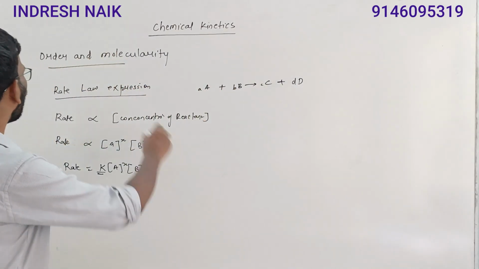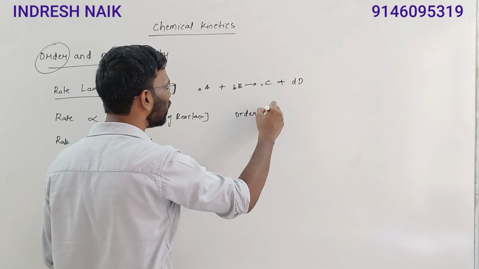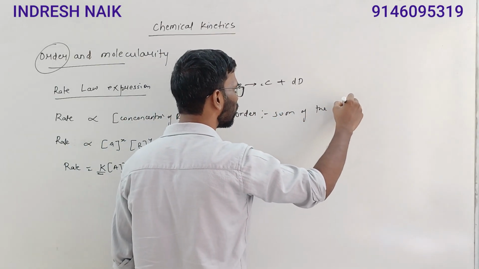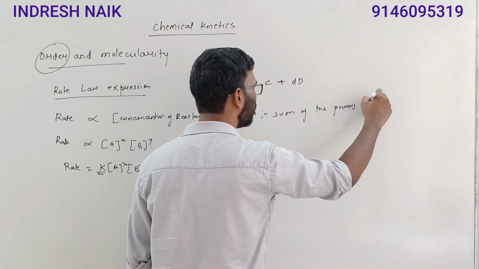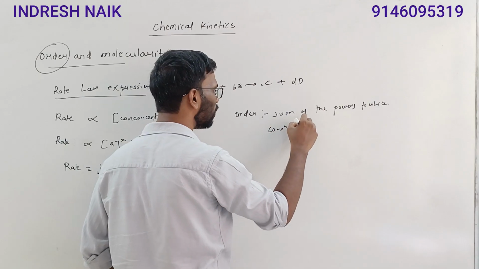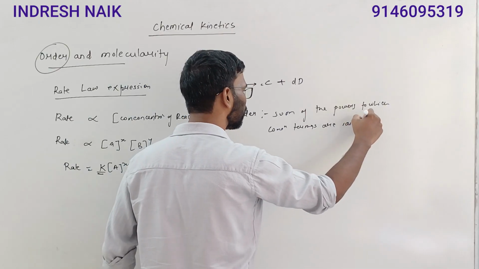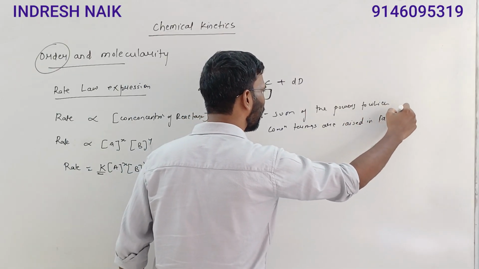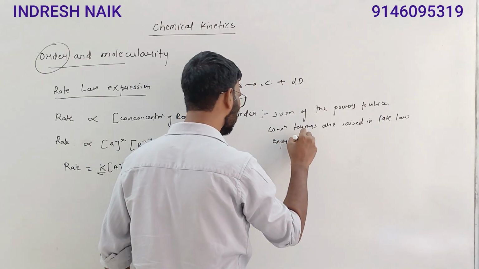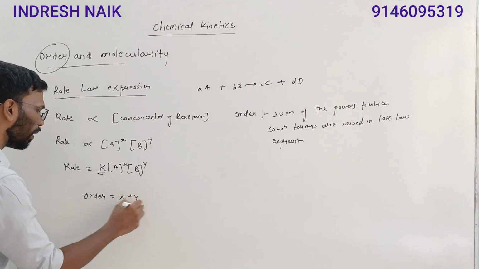Now coming to the concept of order. Order is the sum of the powers to which concentration terms are raised in the rate law expression. So what is the order over here? The order is x plus y.